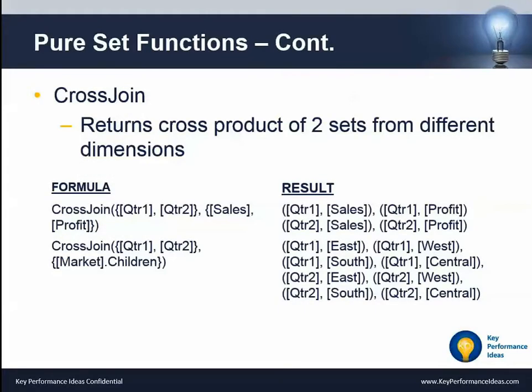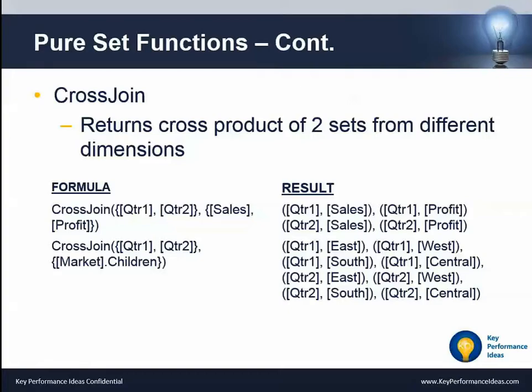So looking specifically at the CrossJoin, I use this very, very frequently. This returns the cross product of two sets from two different dimensions. So take, for example, the formula CrossJoin of Quarter 1 and Quarter 2 with Sales and Profit. That's going to bring back Quarter 1 Sales, Quarter 1 Profit, Quarter 2 Sales, and Quarter 2 Profit.